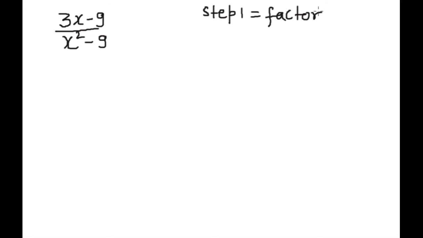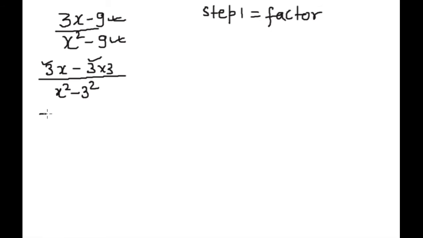Our next example is simple, only for understanding: 3x minus 9 by x square minus 9. We will simplify this. First step, factorization. So we will write this as 3x minus 3 into 3, 9, by x square minus 3 square, 9 as a 3 square. Now here 3 is common, so we will put it out and we can write x minus 3.